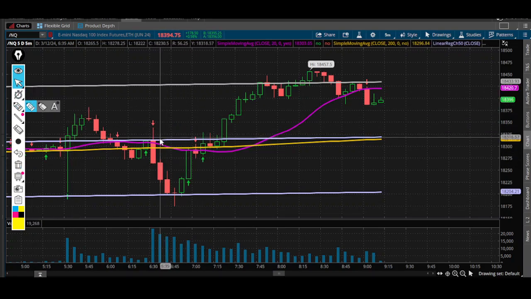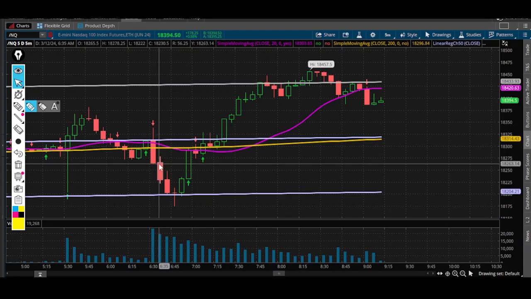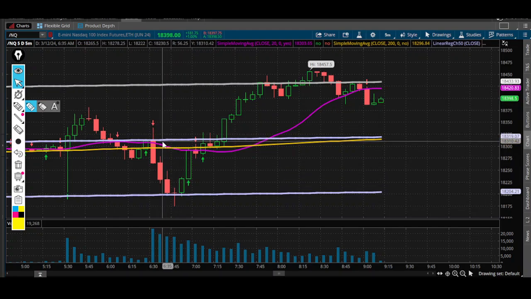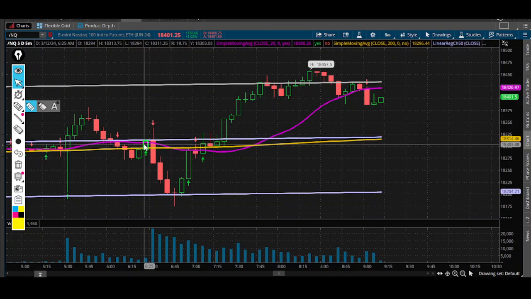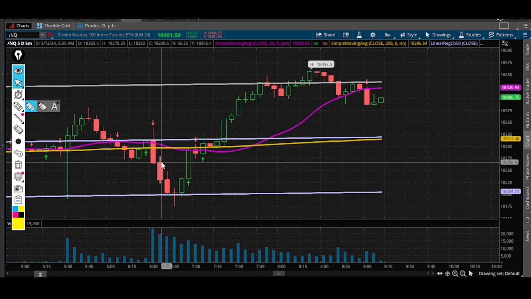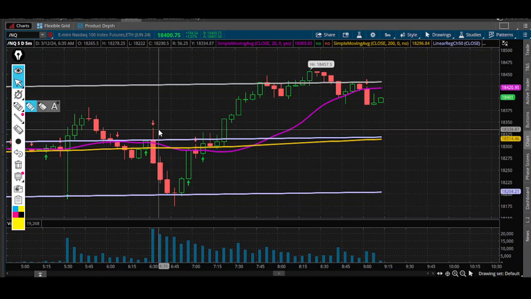Now that doesn't mean I'm going to get my close under the 20 period moving average and then let the following candle close before jumping in. No, once you get the close underneath the 20 period moving average, your confirmation becomes the following candle that takes out the previous candle's low or high, depending on if it's a long or short setup.